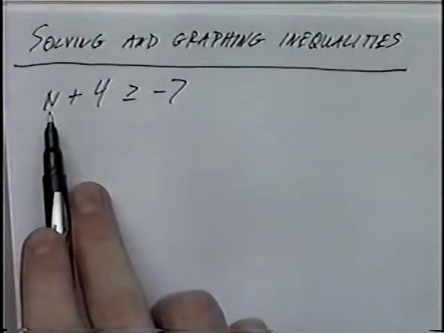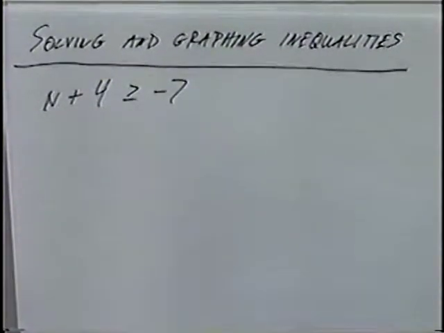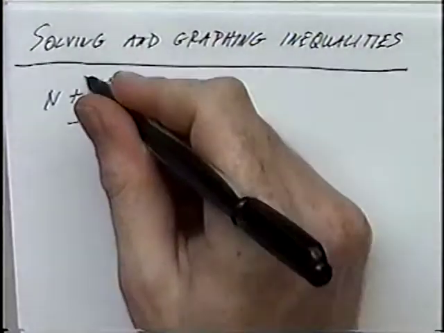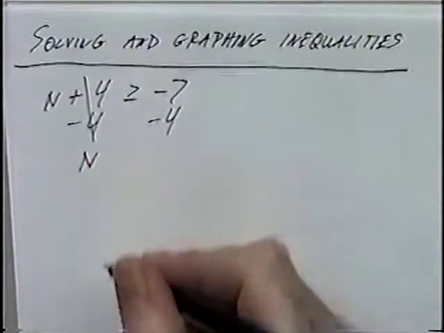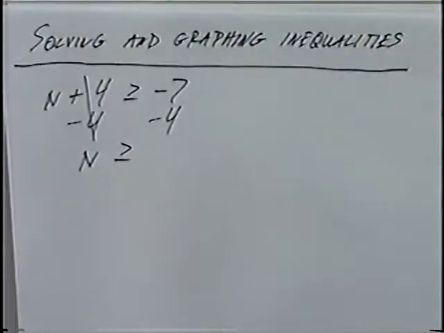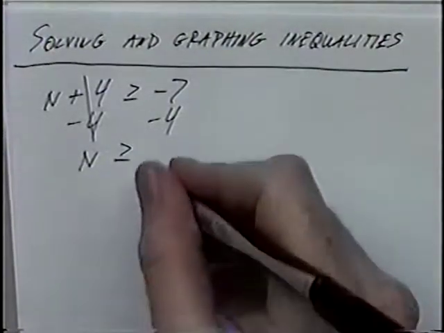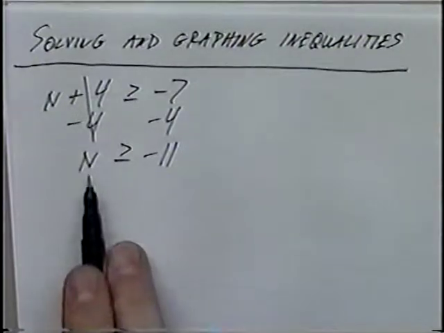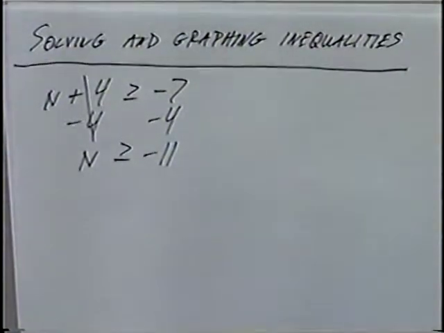To isolate n or solve for n, we want to get rid of the plus 4, which we can do by subtracting 4 on both sides. The 4's would cancel. The inequality stays the same when you subtract numbers. -7 minus 4 would be -11. And our answer is n is greater than or equal to -11.